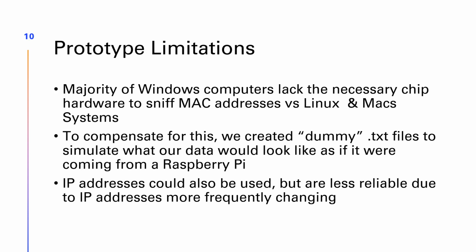So some of our prototype limitations: the majority of Windows computers lack the necessary chip hardware to sniff MAC addresses, versus Linux and Mac systems, which are more able to. To compensate for this, we created dummy text files to simulate our data so we could practice running it on our Python scripts. And IP addresses could also be used, but are less reliable due to IP addresses changing more frequently.